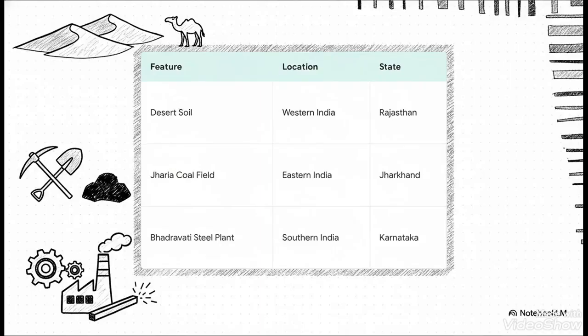Desert soil is found out in western India, mostly in Rajasthan and parts of Gujarat. The Jaria coalfield, which is one of the biggest in India, is in Jharkhand, and the Bhadravati steel plant is located down south in Karnataka. Knowing these key spots is really crucial for the map section.